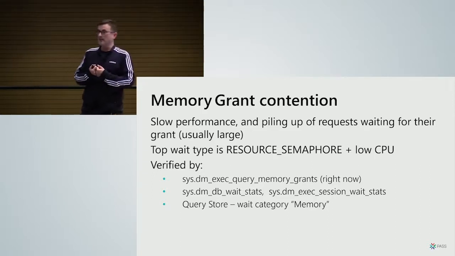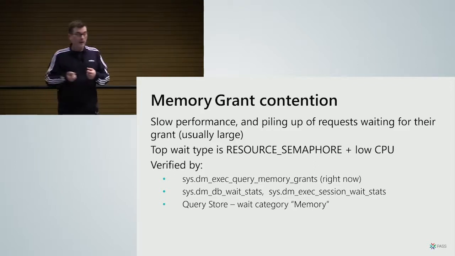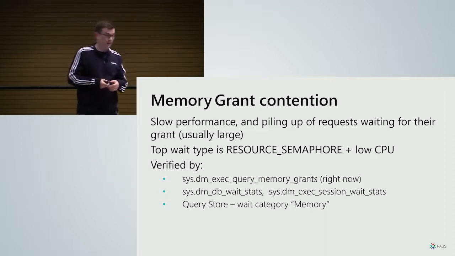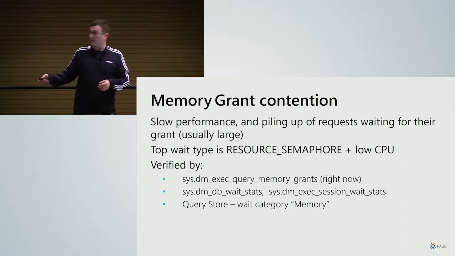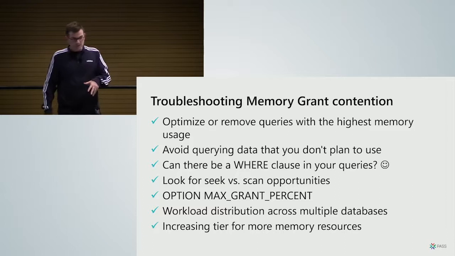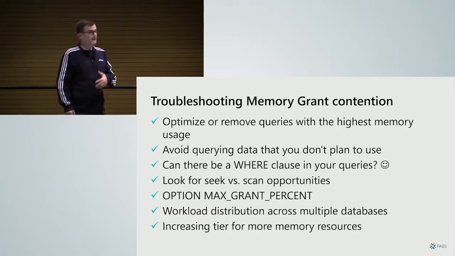And one of the symptoms of that is related to resource semaphore, and sometimes coupled with a low CPU utilization. It's very verifiable via DMVs, so sys.dm_exec_query_memory_grants. You can check it in wait stats, in query store again. But again, this is a common pattern, not dissimilar to what you might see in SQL Server world. And the optimization steps are also similar. So sometimes it's a matter of optimizing the query.